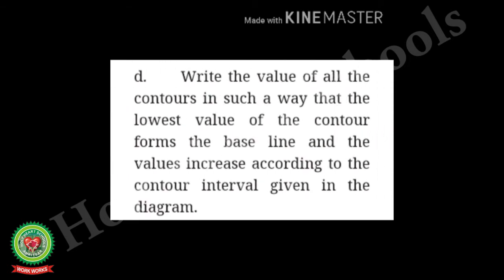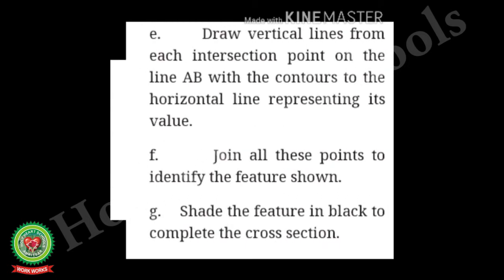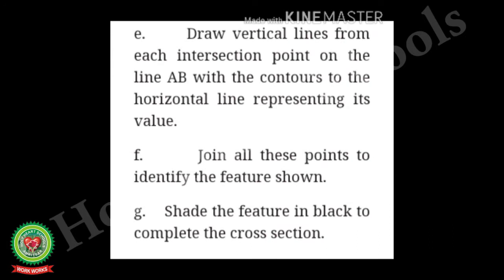Next step is write the value of all the contours in such a way that the lowest value of the contour forms the baseline and the values increase according to the contour interval given in the diagram. After that, draw vertical lines from each intersection point on the line AB with the contours to the horizontal line representing its value. Then join all these points to identify the feature shown, and at the last shade the feature in black to complete the cross section.